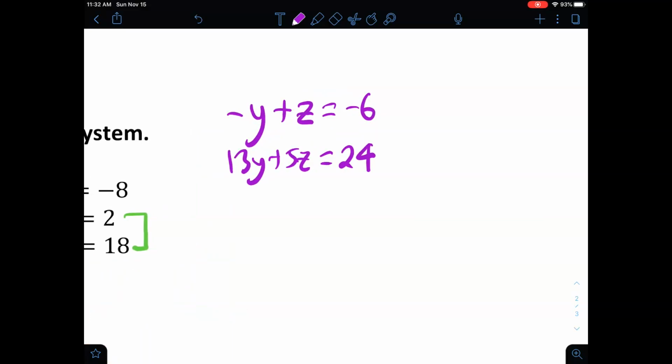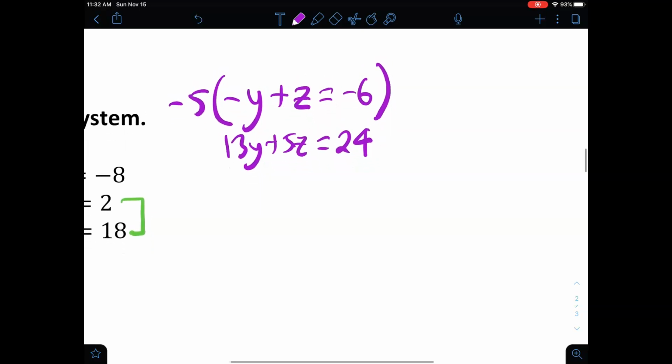So we can multiply the top one. The opposite of 13y would be negative 13y. I can multiply the top one by 13 to cancel it out. Or I have 1z and positive 5z. I can multiply the top by negative 5 to get the opposite. I'm going to multiply the top by negative 5 for this one. But you could also cancel the y's if you wanted to and continue that way and just solve for z. But I'm going to cancel the z's and solve for y.